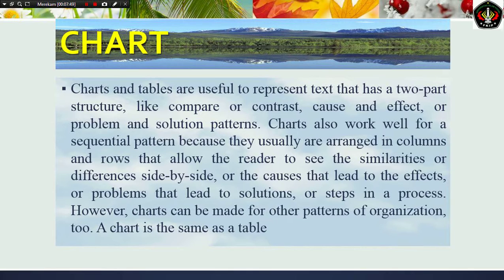Charts and tables are useful to represent text that has a two-part structure, like compare and contrast, cause and effect, or problem and solution patterns. Charts also work well for a sequential pattern because they usually are arranged in columns or rows that allow the reader to see the similarities or differences side by side, or the causes that lead to the effects, or problems that lead to a situation or step in the process. However, charts can be made for the other patterns of organization too. A chart is the same as a table.